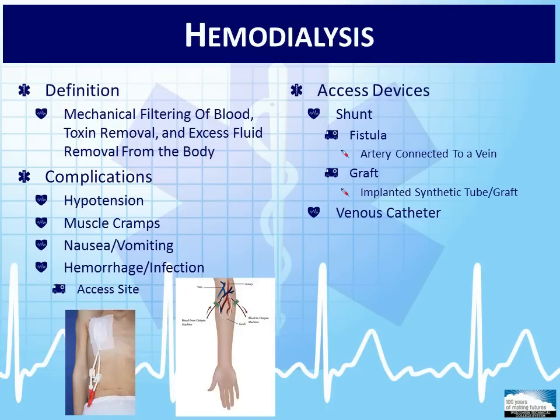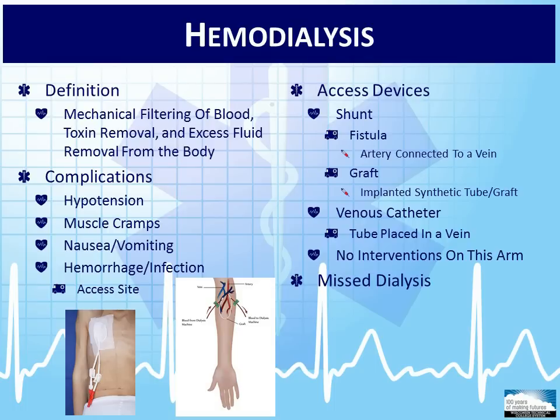A venous catheter may be used for hemodialysis in some instances, whereby a tube is placed in a vein, usually in the neck or chest, for access. As these devices modify the body's circulatory system and pathways, the arteries and veins, the EMT should avoid performing any interventions, such as a blood pressure or injection, on the arm containing any of these access devices. If a patient misses dialysis, he or she may experience weakness, develop pulmonary edema, a buildup of fluid in the lungs, or have fluid and electrolyte imbalances.